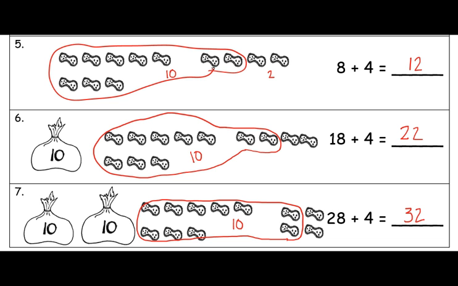And again, that's the pattern we want the students to see, that every time I have 8 in my ones place and I'm adding 4 to it, I'm going to be able to make an extra 10, and I end up with 2 in my ones column.